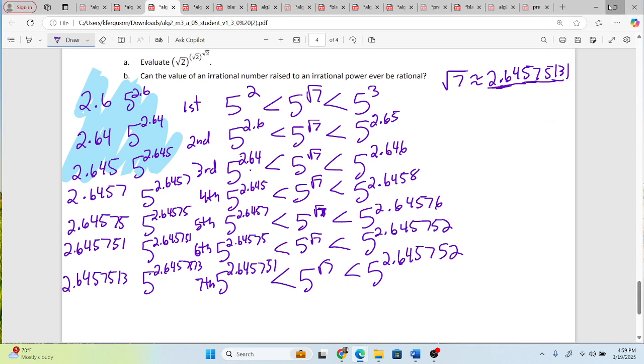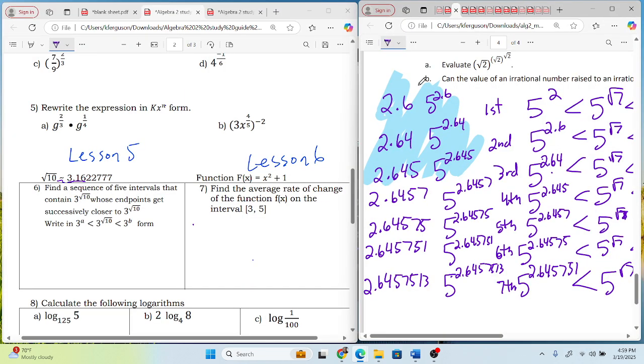So let's get this back out of the way. So let's do this really quick. Okay. So radical 10 is approximately 3.1622777. Find a sequence of 5 intervals that contain 3 to the radical 10 power whose endpoints get successively closer to 3 to the radical 10 power. Right, 3 to the a power is less than 3 to the radical 10 power, which is less than 3 to the b power.